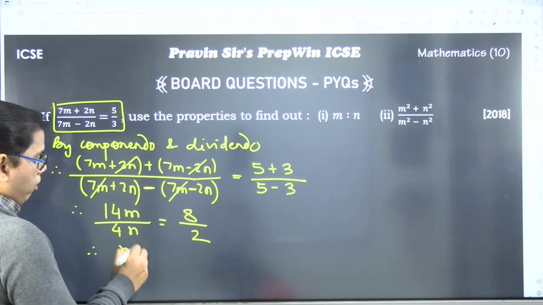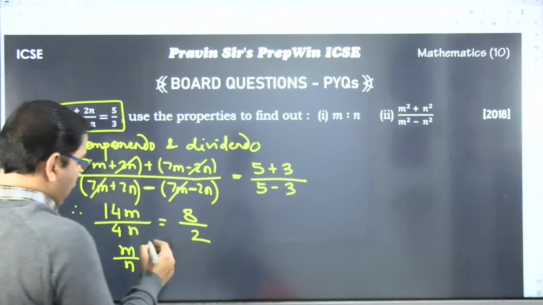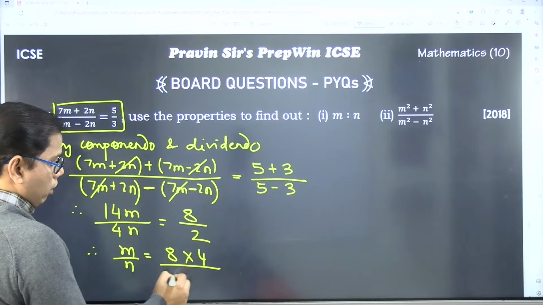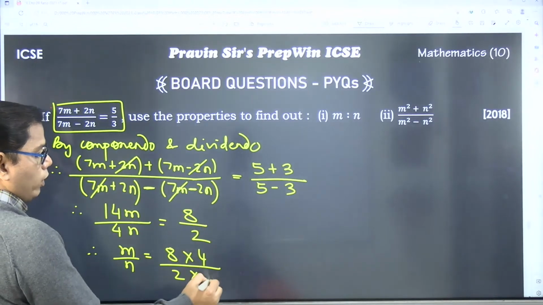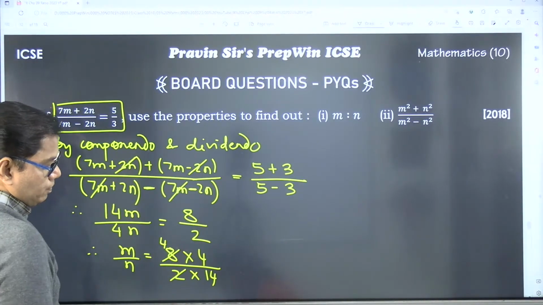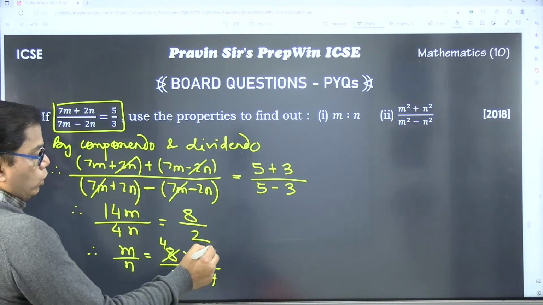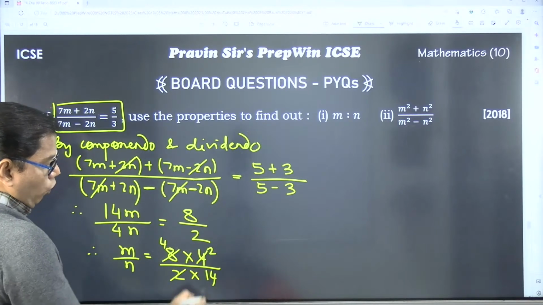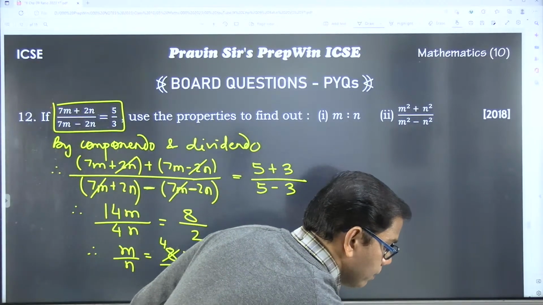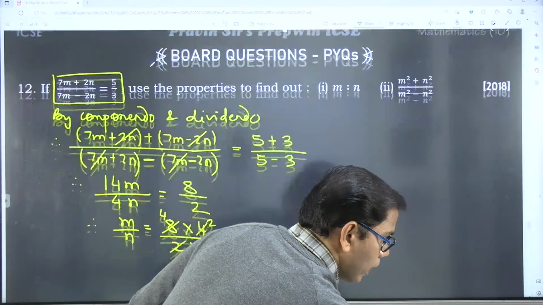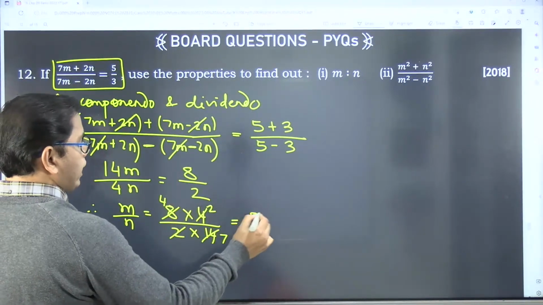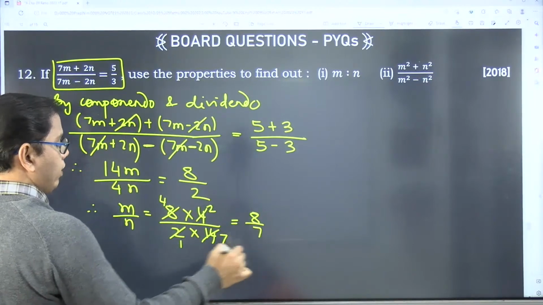So this is what? Let me do one thing. m upon n, I want m is to n. m upon n is what? 8 into 4 upon 2. It was 8 upon 2, by cross multiplication, 4 in the numerator, 14 in the denominator. So 2 into 4 is 8, 2 into 2 is 4, 2 into 7 is 14. So my answer is 8 by 7. Okay, answer is 8 by 7, isn't it? 4 into 2 is 8 and 1 into 7 is 7.